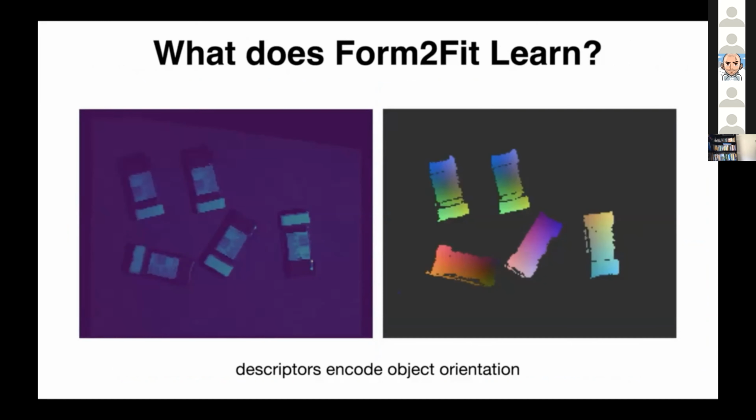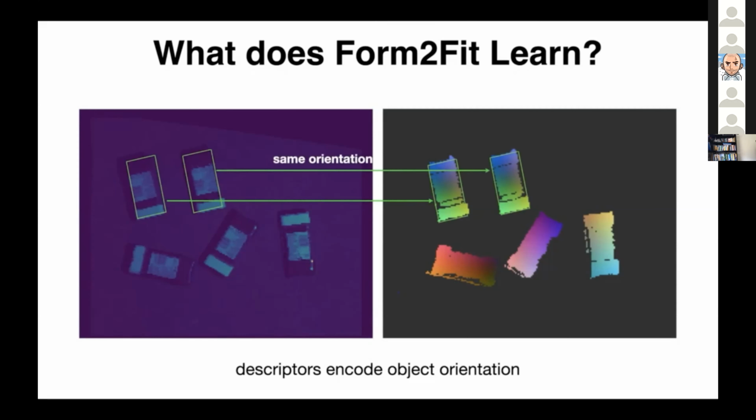Now we are going to take a closer look at the learned descriptors and see what the network learns. Here we show the t-SNE embedding of the learned feature representation, where a similar color indicates closer feature distance. From the visualization, we can see that the descriptors learn to encode rotation information, since the same object with the same orientation will share similar descriptors, and objects with different orientation will have different descriptors.